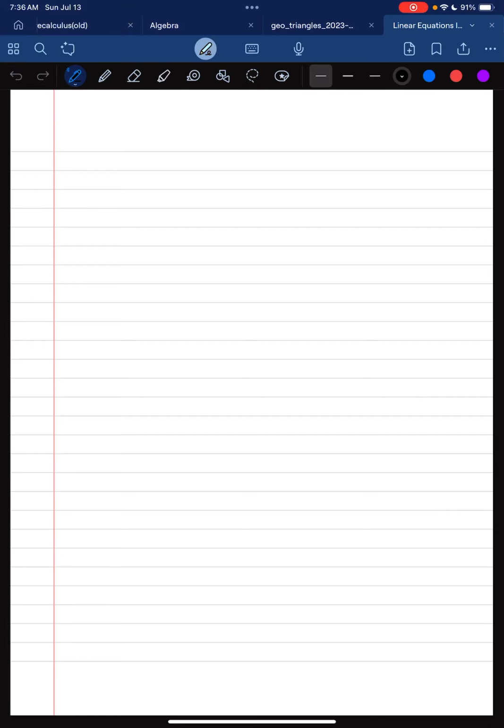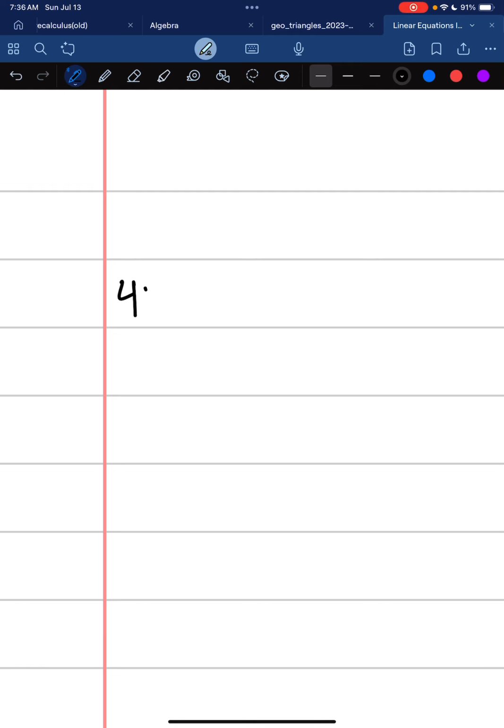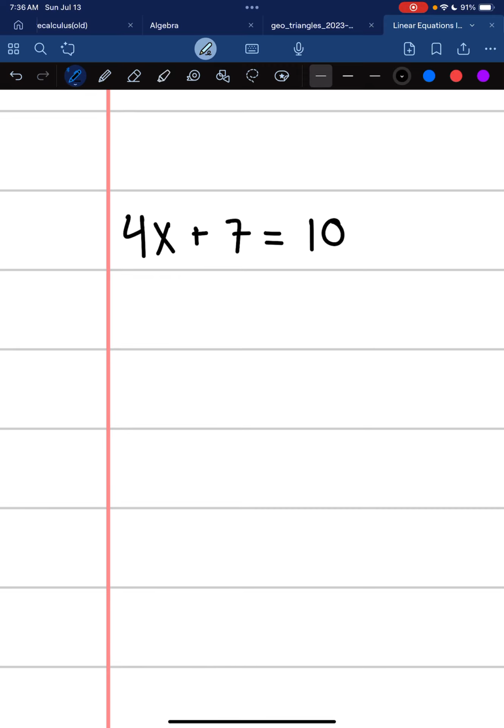Let's go over solving linear equations. So let's say that I have the equation 4x plus 7 equals 10, and I want to solve this. What I want to do is isolate my x variable. So to do that, I need to get rid of this 7 and this 4. We're going to start with the 7.